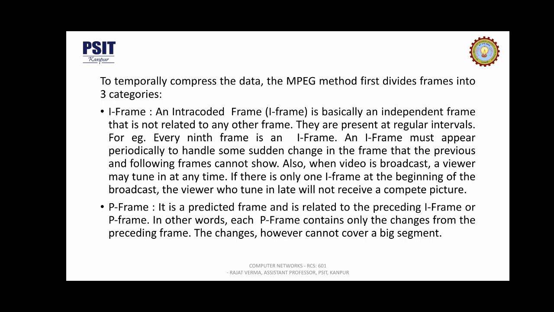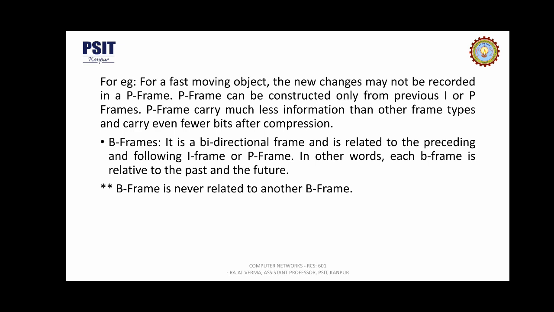P frame here is the predicted frame that is related to the preceding I frame or P frame. In other words, each P frame contains the changes from the preceding frame. Now the changes here cannot cover a big segment. For example, for a fast moving object, the new changes may not be recorded in a P frame, and a P frame can be constructed only from the previous I frame or P frame. P frame carries much less information than other frame types and carries even fewer bits after compression.